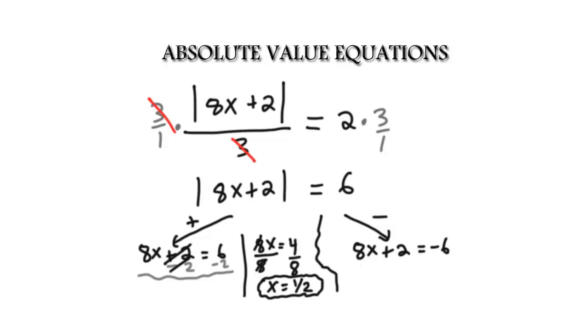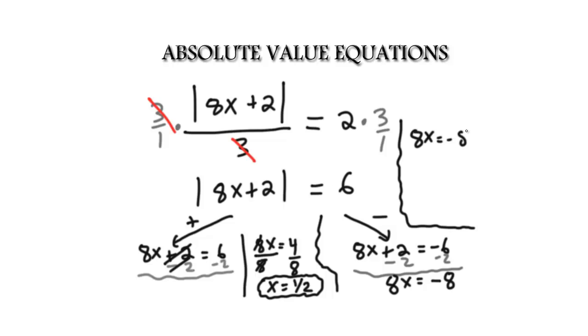Alright, so now let's do it on this side here. I'm going to minus 2, minus 2, so I'm going to be left with 8x equals, that's going to be negative 8. Let me finish up over here. So 8x equals negative 8, and I'm just going to divide both sides by 8. So x is equal to negative 1.